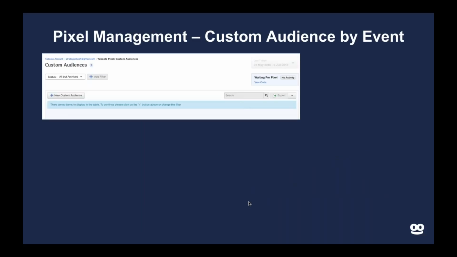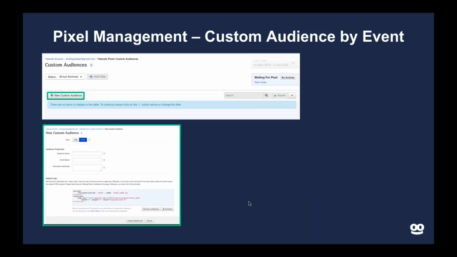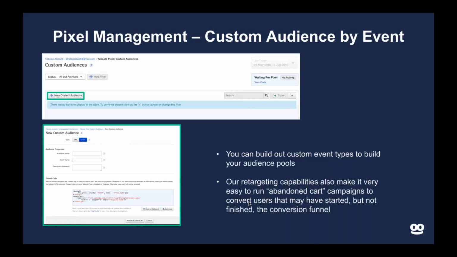And again, we also have an event type pixel for your custom audiences. If you want to target users who've clicked on that add to cart button, we can use this feature to run an abandoned cart campaign, or to suppress out users. Ultimately, this data can be found in the Help Center, but know that you have two different types of conversions with the single base code applied.